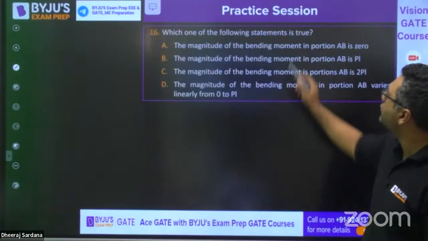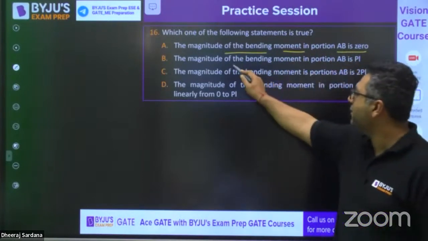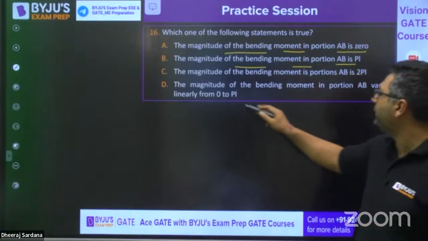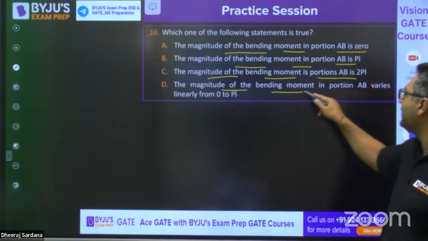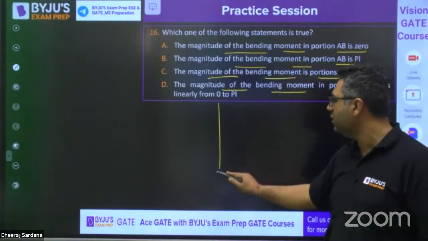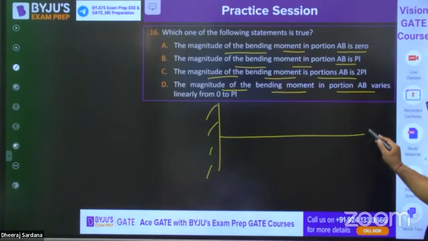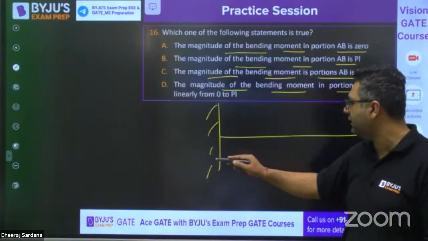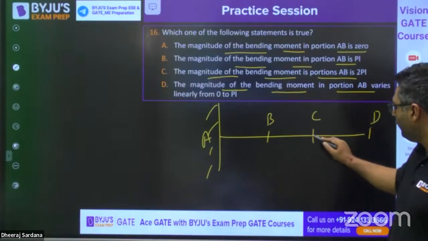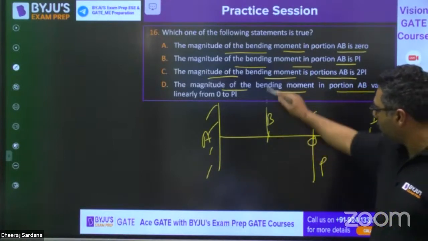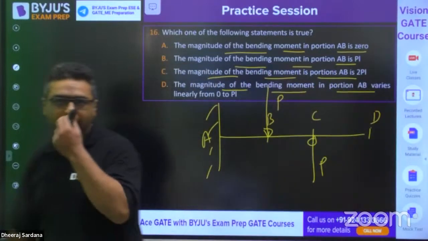And they are asking you which of the following statement is true. The magnitude of bending moment in AB portion is 0. The magnitude of bending moment in AB portion is PL. The magnitude of bending moment in AB is 2PL. The magnitude of bending moment in portion AB varies linearly from 0 to PL. So this is the beam given, and they have said this is A, B, C, and D. We are having 1P upward, 1P downward. And now I feel you can solve what would be the right answer.